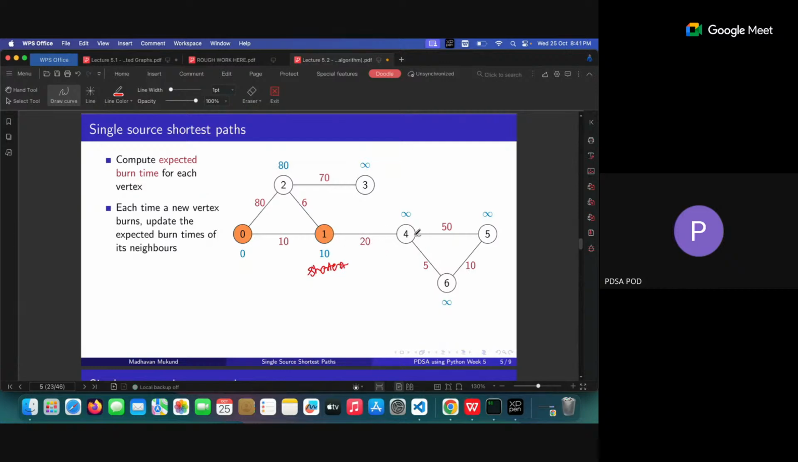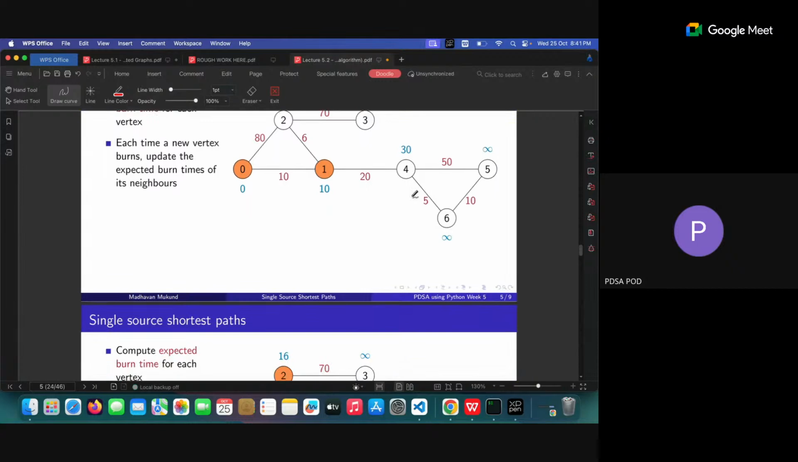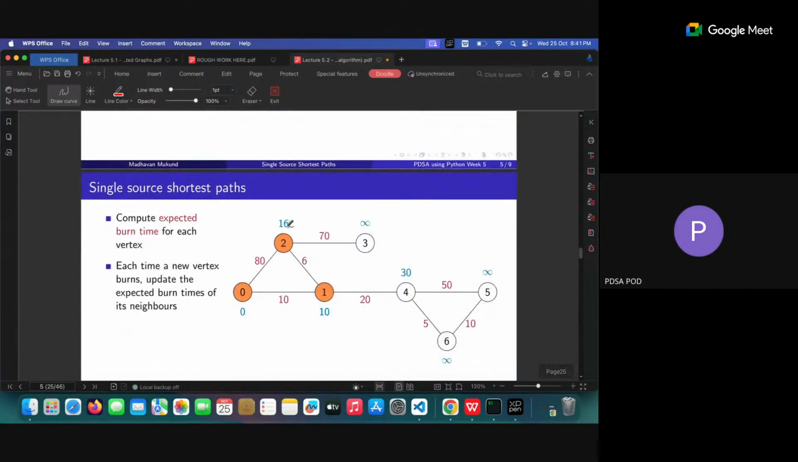Next expected times is there. Please see that next expected time. If this is burned, then expected time here can be updated. But this is not at burn. So that next expected time is updated for this one is 30. But what happens, out of this 30 and 16, 16 is selected.